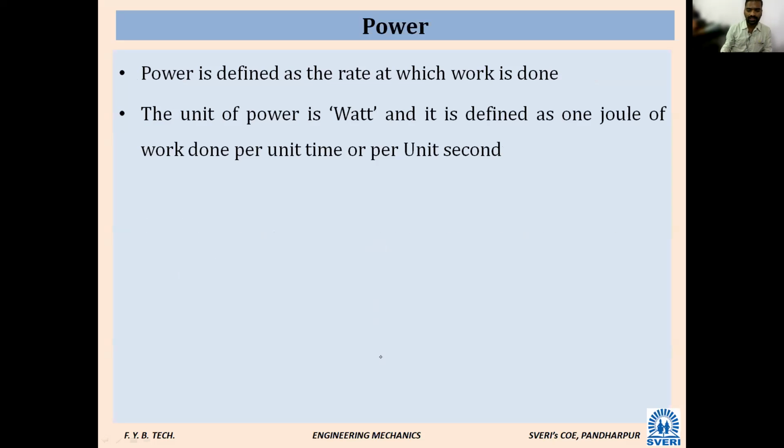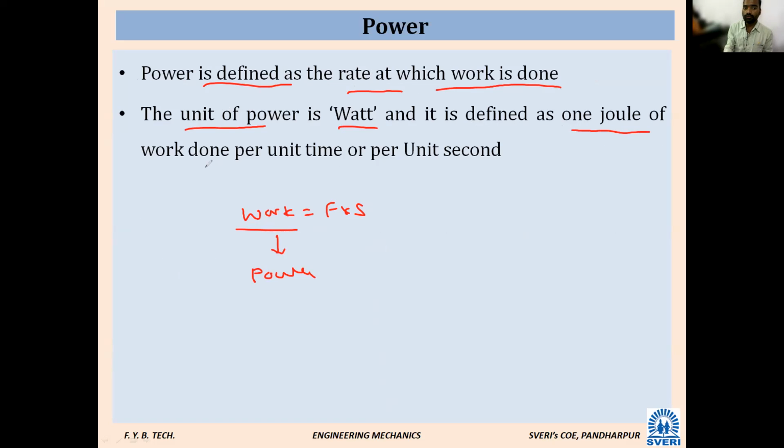Then the next point is power. So you know that work is equal to what? Work is equal to force into displacement. So if you take the rate of change of work with respect to time, then that is called power. Power is defined as the rate at which work is done. Okay, the unit for power is watt, and it is defined as 1 joule of work done per unit time, or per second.